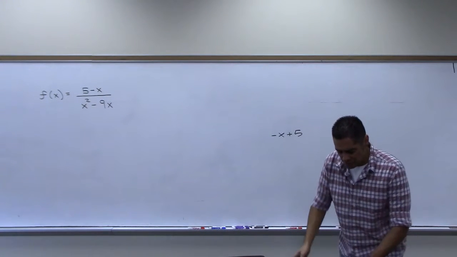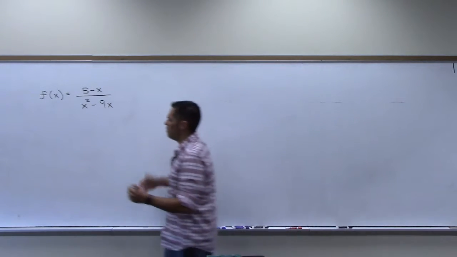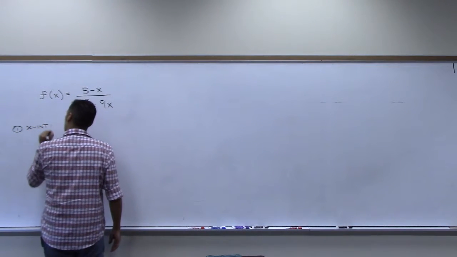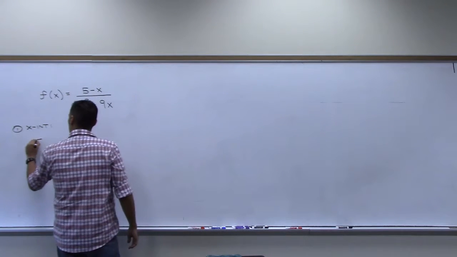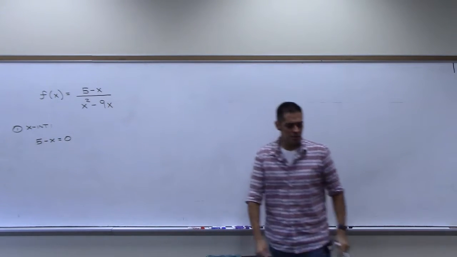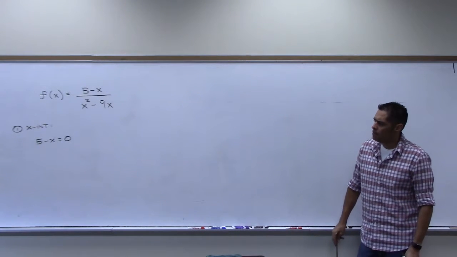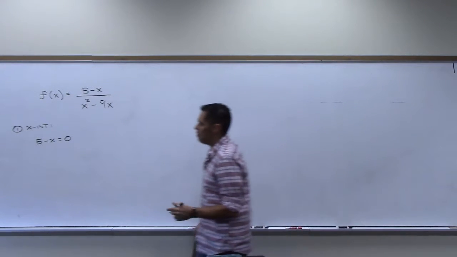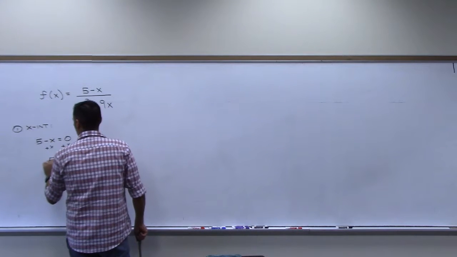All right, do you remember the first step? Yes, set the top to 0, but why did we do that? What does that give us? The x-intercepts, right? To find the x-intercepts, I set the numerator equal to 0. That should be pretty straightforward, because that's a linear equation. I trust that you could all solve for x. How would you solve for x? Would you move the 5 over, or would you move the x over? Yeah, I would move the x also. You could do it the other way, but I would move the x over, so I'd add x to both sides. And then I'd just get x is 5.